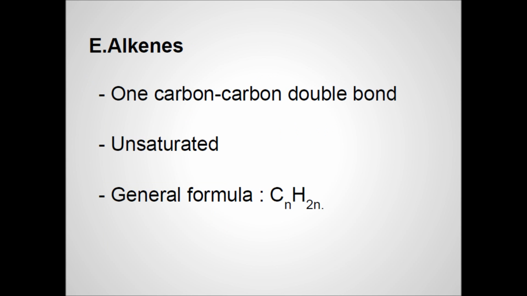Alkanes and alkenes are very similar. They are both hydrocarbons. However, alkenes have at least 1 carbon-carbon double bond. This means that they are unsaturated. Recall that saturation occurs when no more hydrogen atoms can be added to the compound and all carbon atoms have formed 4 bonds with other atoms. Alkenes are hydrocarbons with at least 1 double bond. The general formula of alkenes is CnH2n.